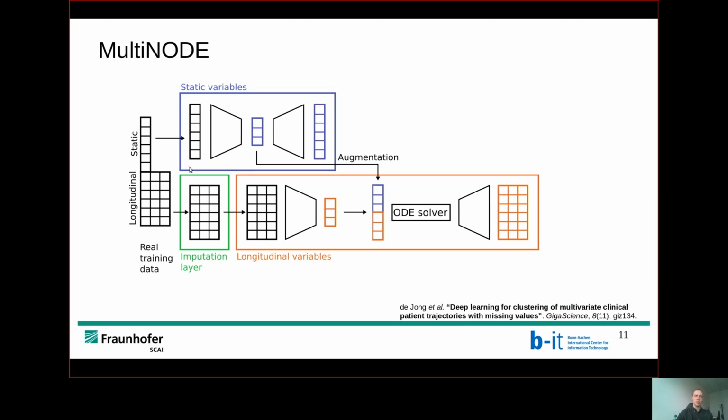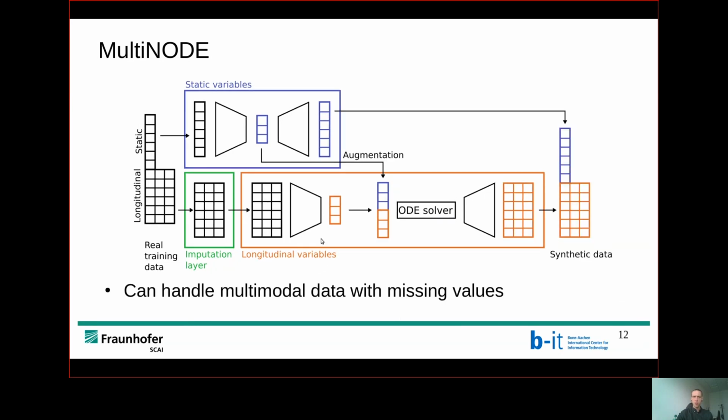To deal with missing data, we also introduce an imputation layer here, which is a concept that our group has already published previously. And this is a way of implicitly imputing missing values during model training. So by combining all of these aspects, our multinodes are capable of dealing with multimodal heterogeneous data and also with missing values.